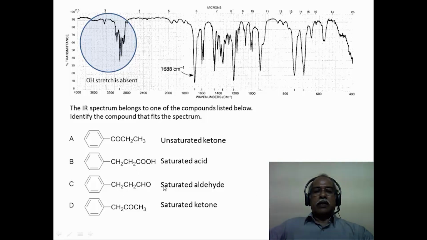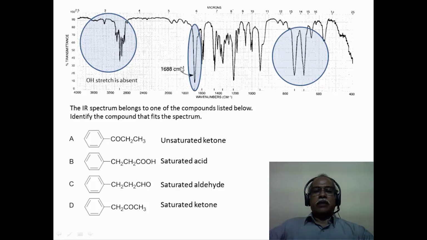It can be a saturated aldehyde, but then this is not a saturated aldehyde value. Remember, saturated aldehyde should come around 1720 or 1710. This is around 1688. So the saturated ketone and saturated aldehyde can also be easily ruled out. So the only option is that you have an alpha beta unsaturated ketone. This is propiophenone is the molecule.